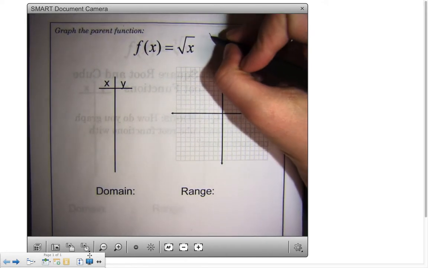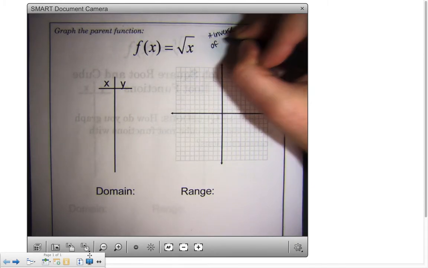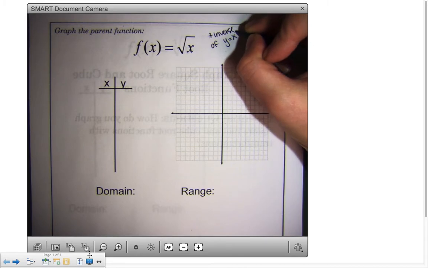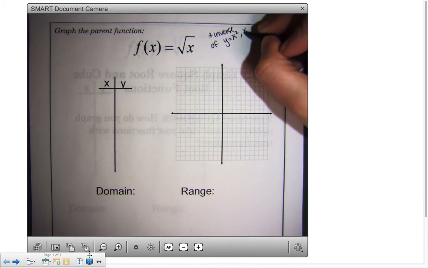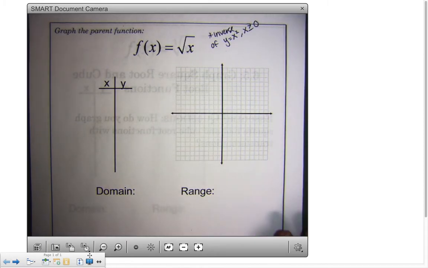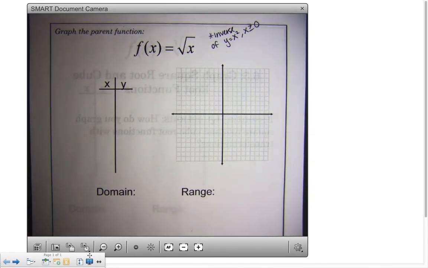This is going to be the inverse of the function y equals x squared with the restricted domain of x is greater than or equal to 0. So it's going to be half of a parabola kind of laying on its side.